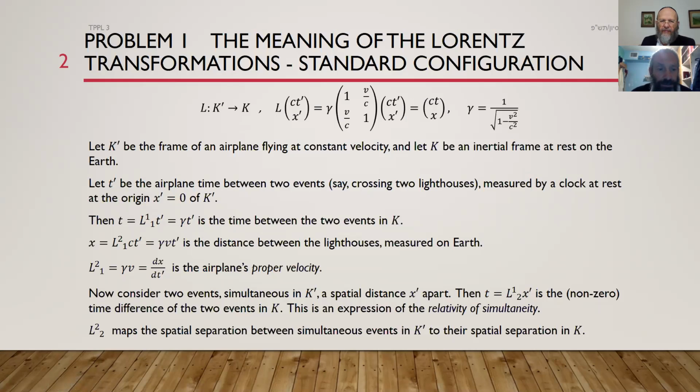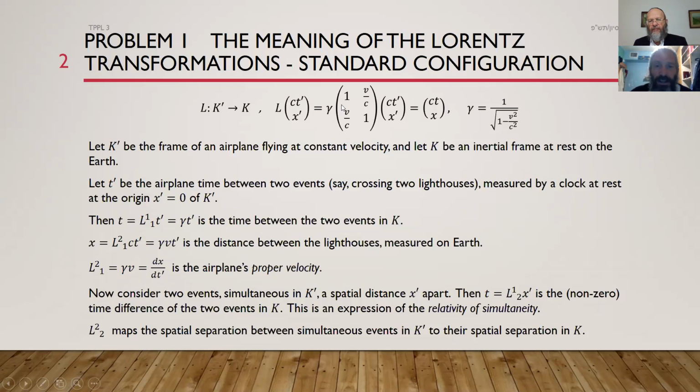And x is gamma v t prime, the distance measured on Earth between these two lighthouses. If you compute dx/dt prime, you'll get gamma v. So this is some new kind of velocity, where the distance traveled is measured in a different frame and the time is measured in your frame. This gives you your proper velocity with respect to another frame.